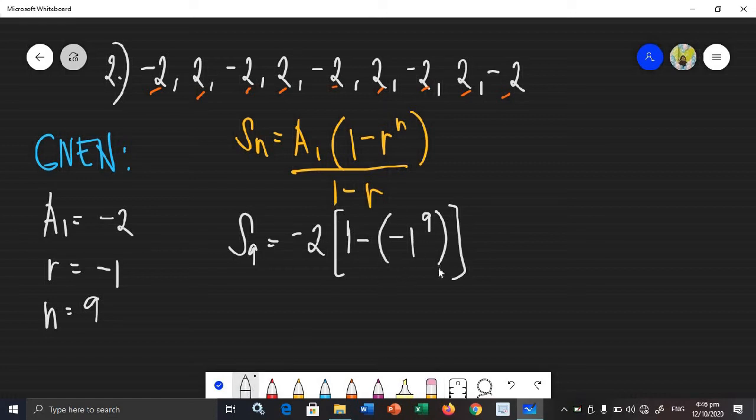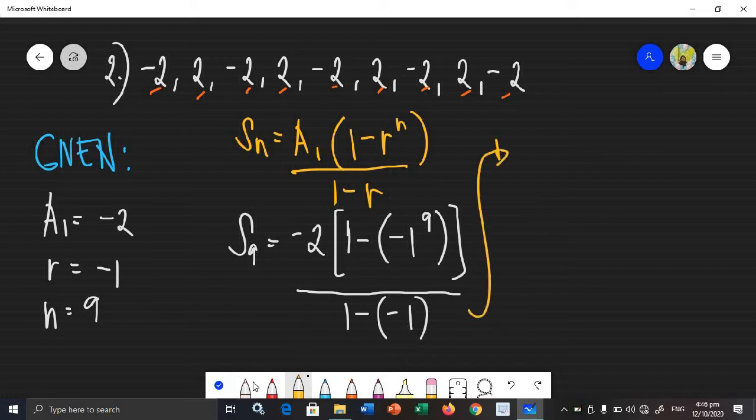That's why I'm always saying that when you're substituting something, you need to put a parenthesis. Okay? So 1 minus r, 1 minus negative 1. There. So, continuing this solution here, let's simplify. S sub 9 is equal to negative 2, 1 minus negative 1 raised to 9.